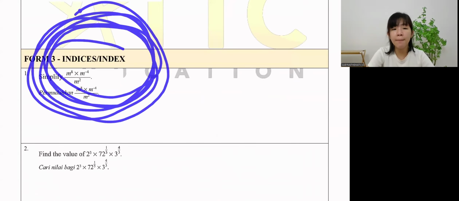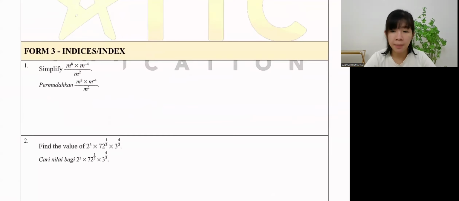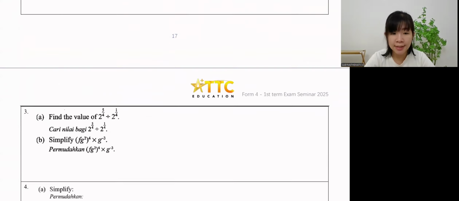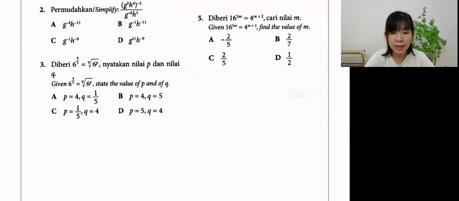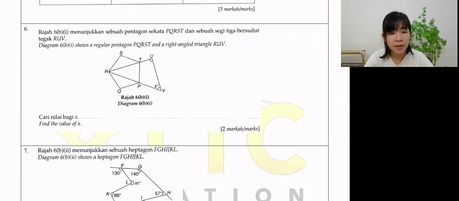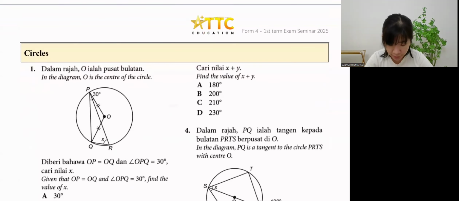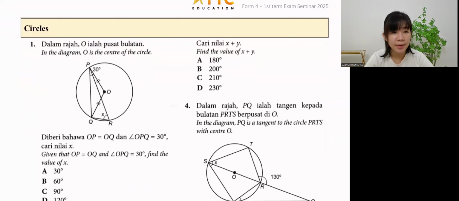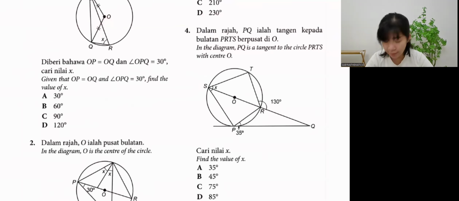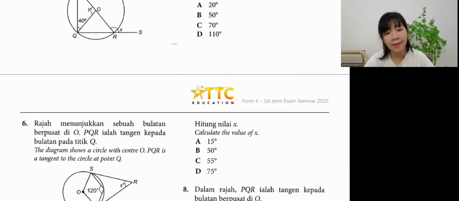Your Form 3 popular chapter. This will come out mostly in paper 1 also, when it comes to Form 4 and Form 5. Next, we have polygon. This chapter is important. And circles. Do you still remember this chapter in Form 3? Sandwich, bracket. There are many rules to apply. Then after that, done.